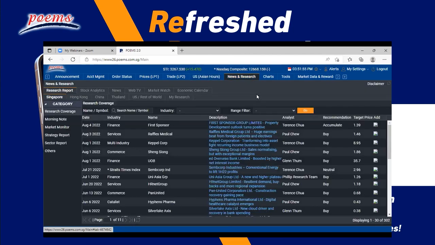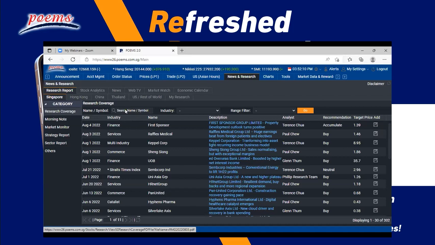Okay, so next we will go to the news and research. If you're interested in a research report for the Singapore market, you can look for news and research, go for research report Singapore, and then you can look for the research coverage on which bank or which counter you want to know. You can just search for the counter name, or straight away you can go to the stock analytics.